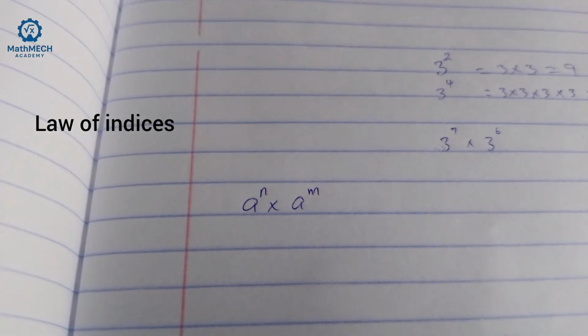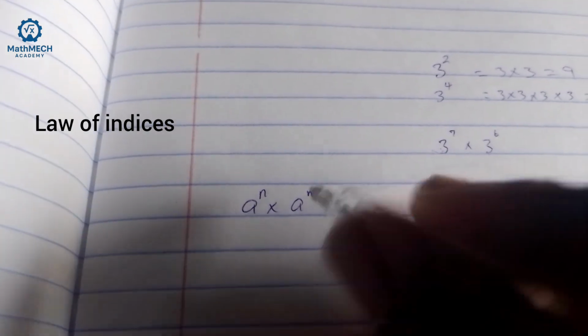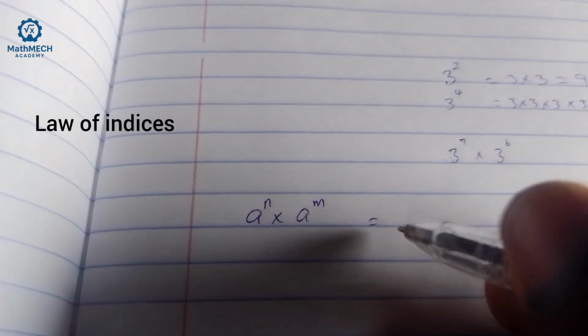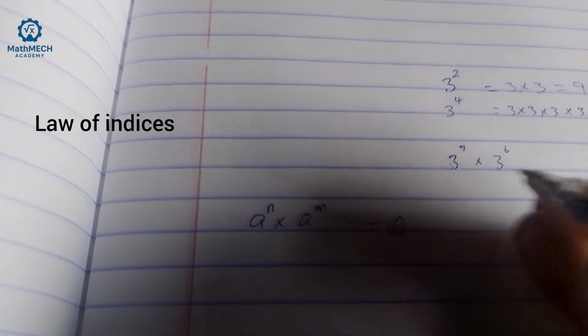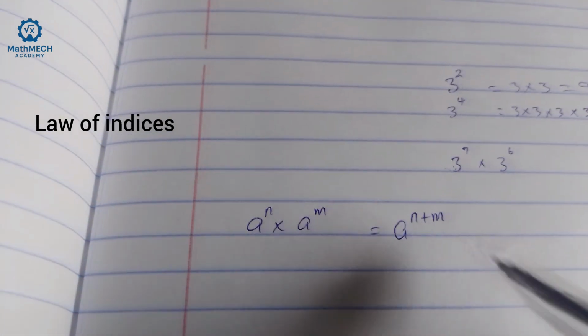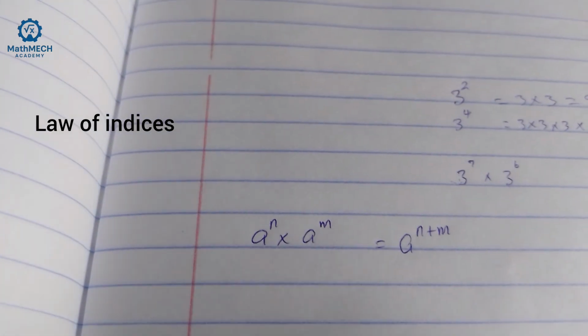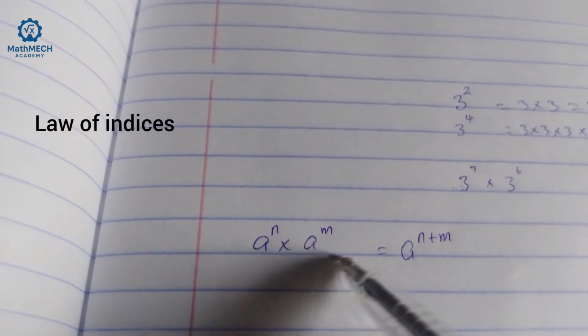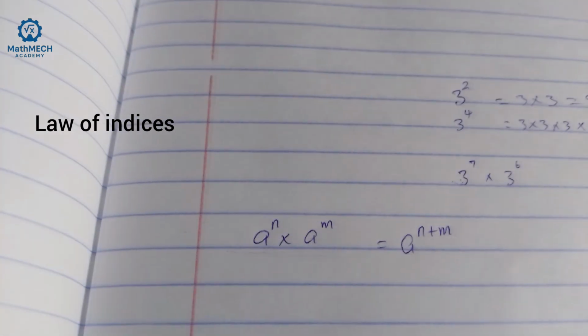The first law of indices is saying that when we have a raised to the power of n times a raised to the power of, let's say, m, we can compute this by picking just one a. When we pick one a, then we add the power, which is n plus m. So when we add the power n plus m, we get the value of this evaluation.